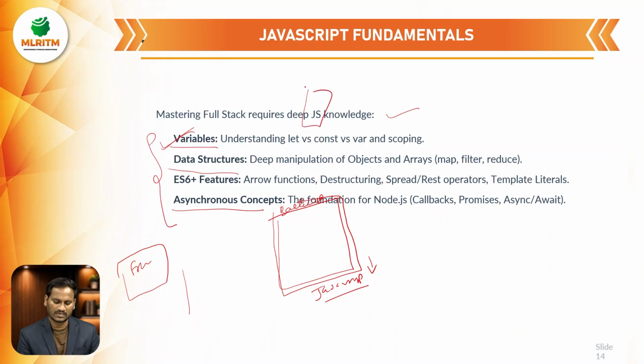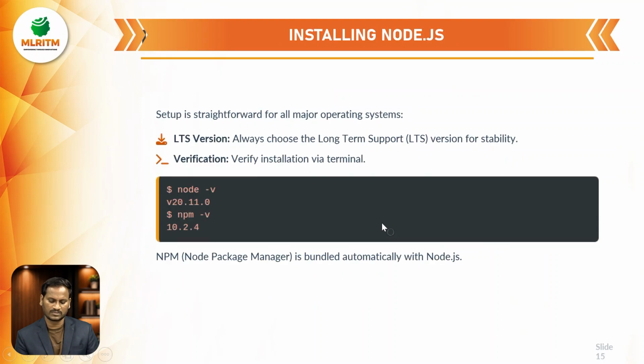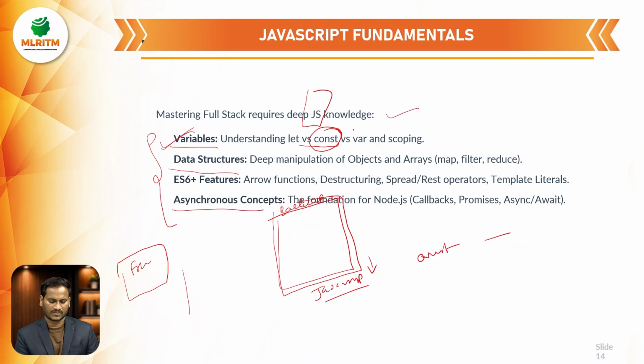What are variables? Understand. The variables are let, var, and const. Const is the variable; we say constant. Some values we provide. So like that, we declare variables in JavaScript. Data structures: deep manipulation of objects and arrays. Data structures, we know. What are data structures? Manipulating data. So, deep manipulation of objects and arrays. So these are the fundamentals of JavaScript.